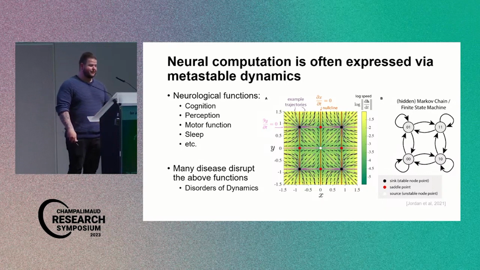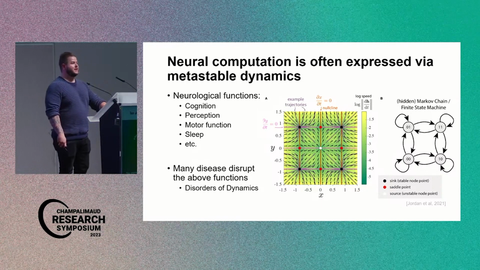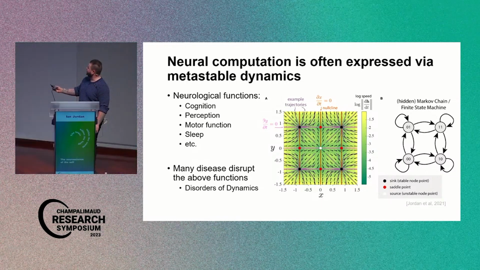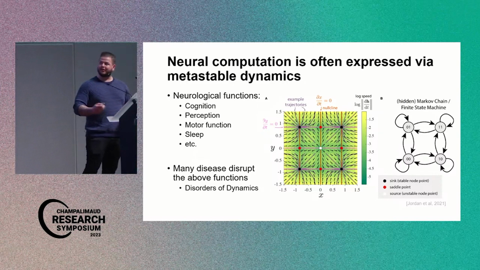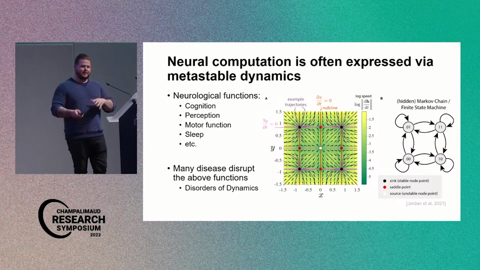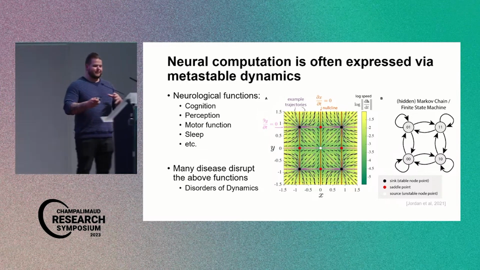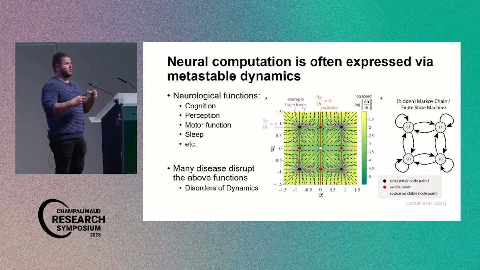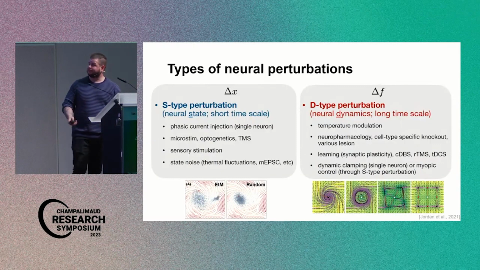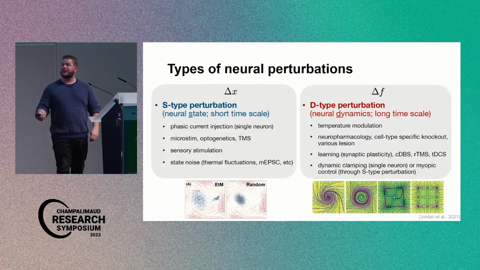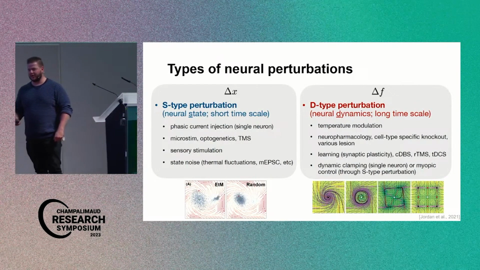For those so inclined, you might want to think about this as a continuous time, continuous space analog of a Markov chain, as I've depicted here on the far right. The main idea is that this paradigm underlies a vast majority of neurological function at some level, so disruptions to these neural dynamics fundamentally mean that these diseases are, at a very fundamental level, diseases of dynamics.